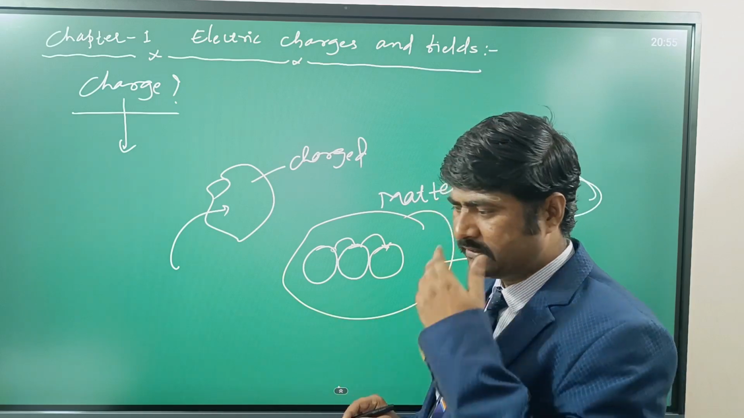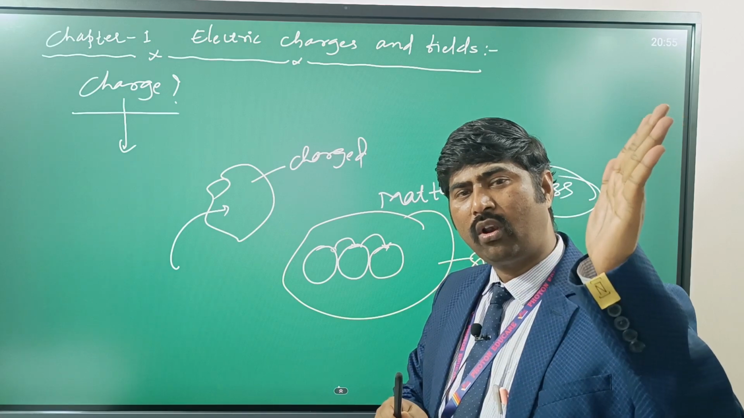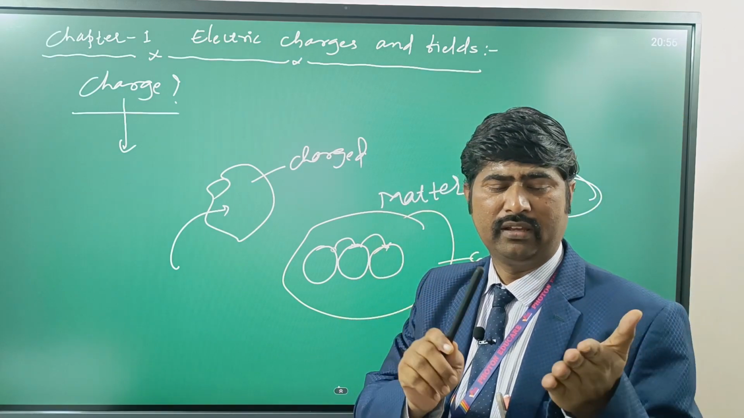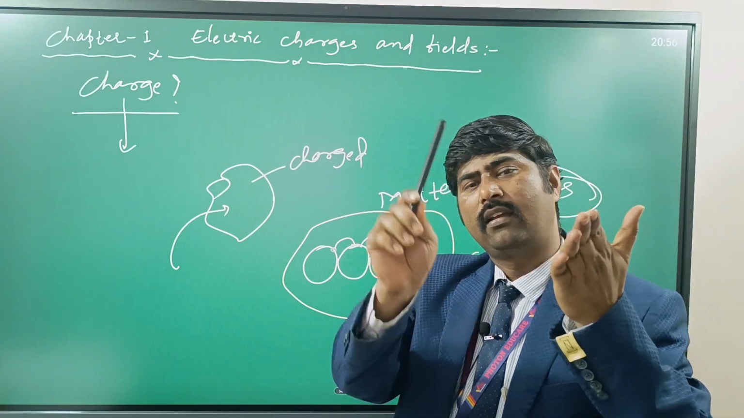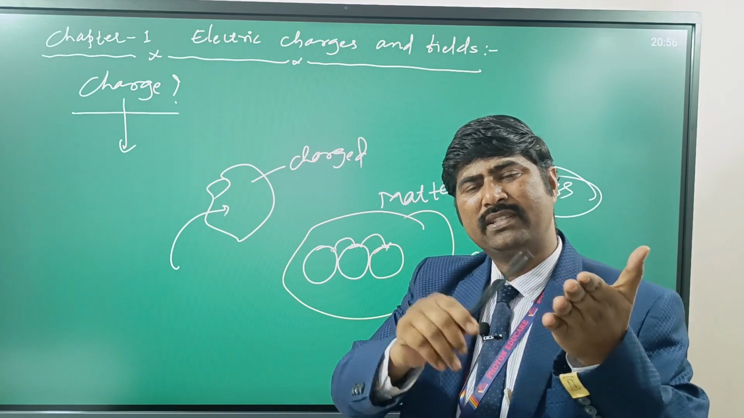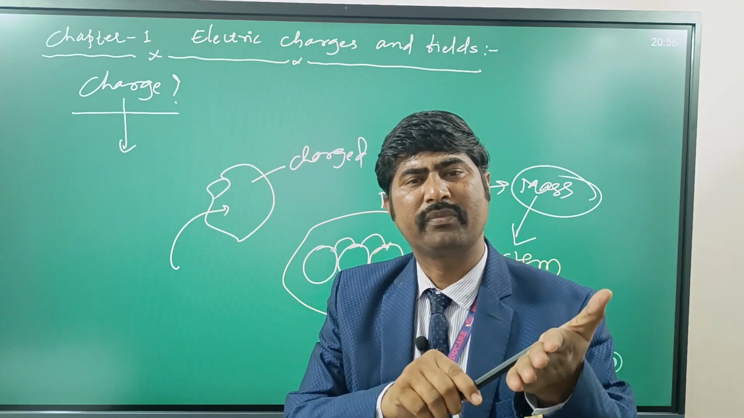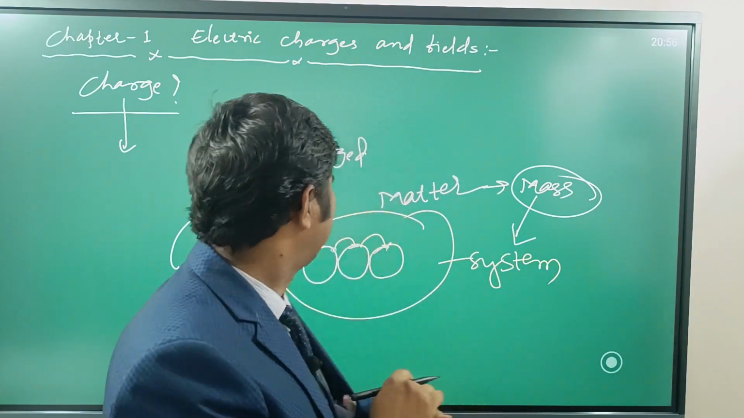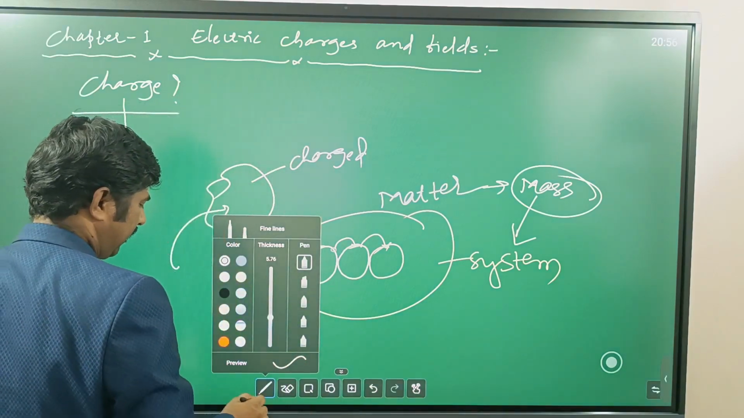Another case is, for example, this is the silk cloth and this is the glass rod. When the glass rod is rubbed with the silk, what happens? Whatever charges are there in the glass rod are transferred to the silk. So that means the charge is making the difference here. See, it's a very simple concept. I'll explain.